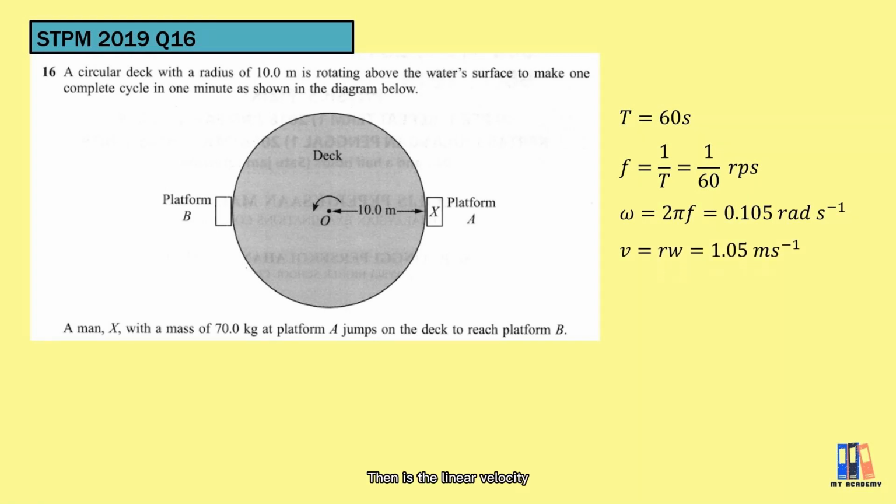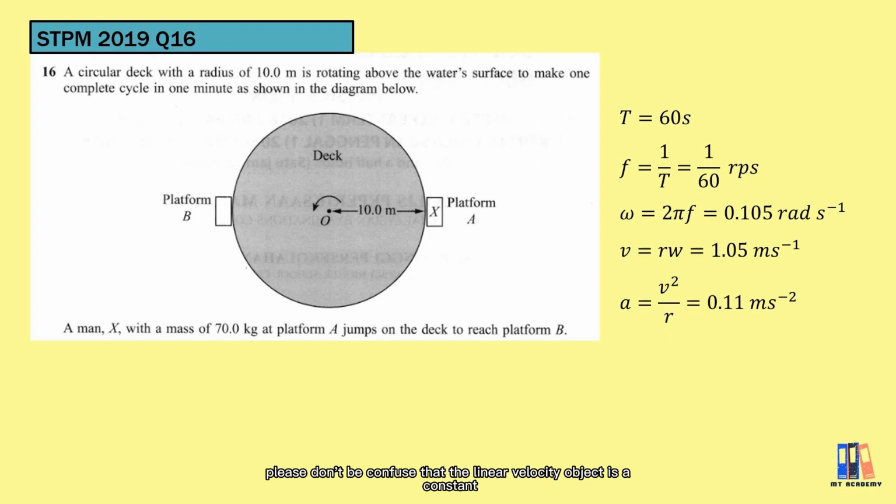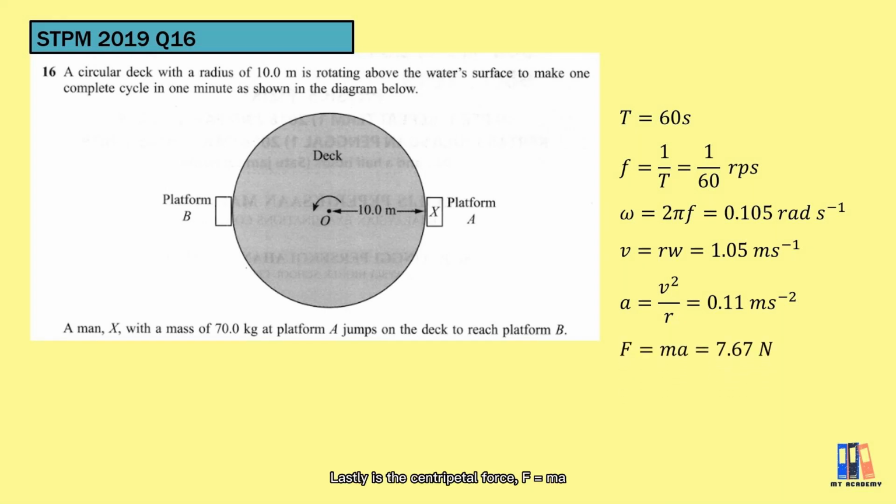Then the linear velocity, which is equal to r omega, is 1.05 meter per second. Next is the centripetal acceleration, v squared over r, and it is equal to 0.11 meter per second squared. So here, please don't confuse that the linear velocity of the object is constant. The centripetal acceleration reflects the change in direction of velocity, which contributes to the circular motion. Lastly is the centripetal force, F is equal to ma, and it is equal to 7.67 Newton.